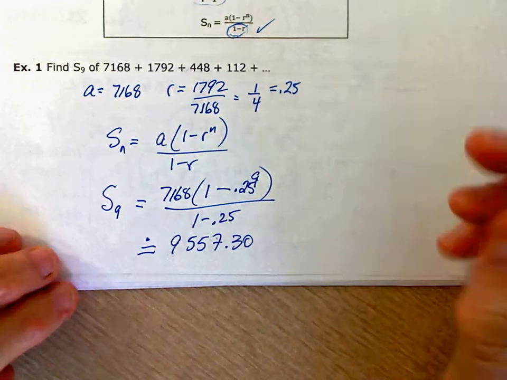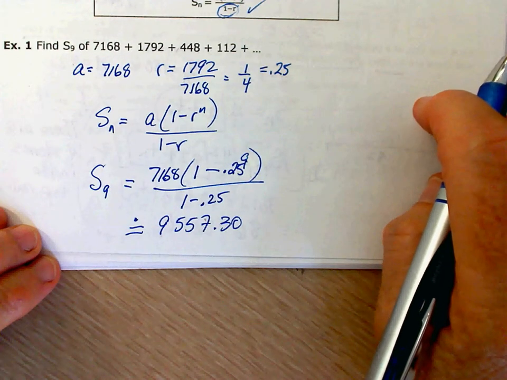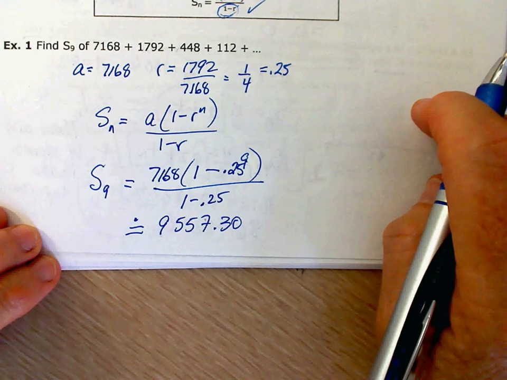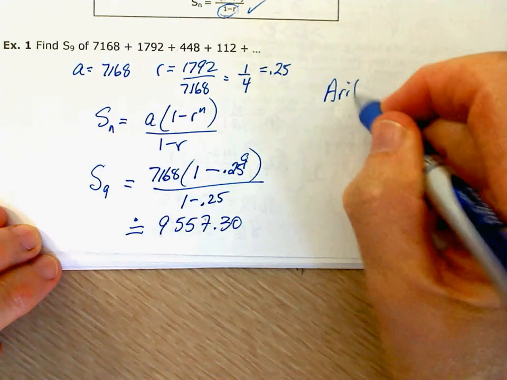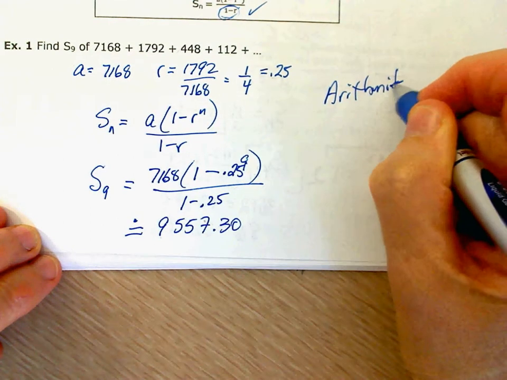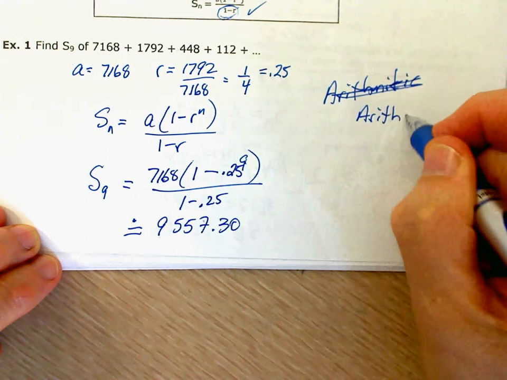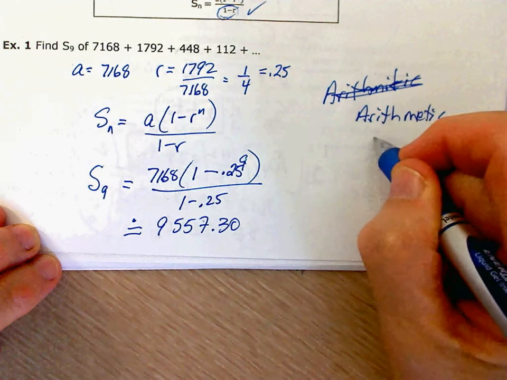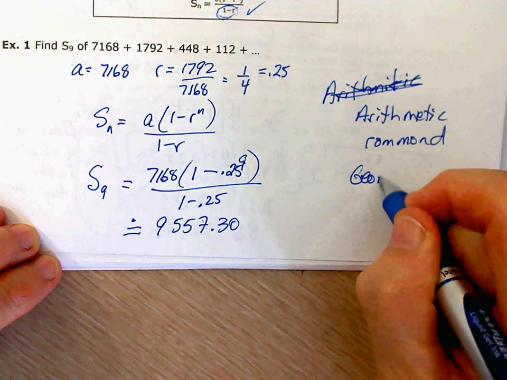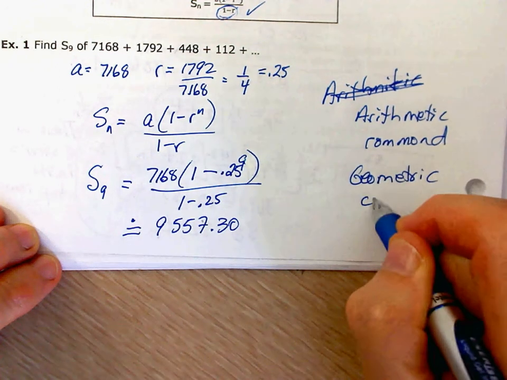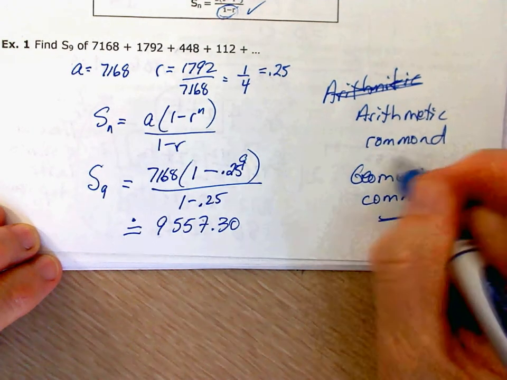Ms. Kaczynski, this may be a stupid question, but what's the difference between a geometric series and an arithmetic series? Arithmetic. I always think arithmetic. I can't spell today because I'm tired. Arithmetic has a common difference. Geometric has a common ratio.